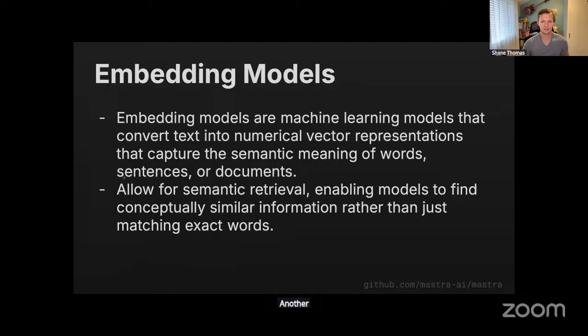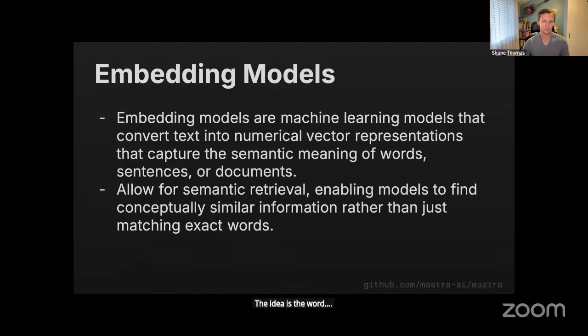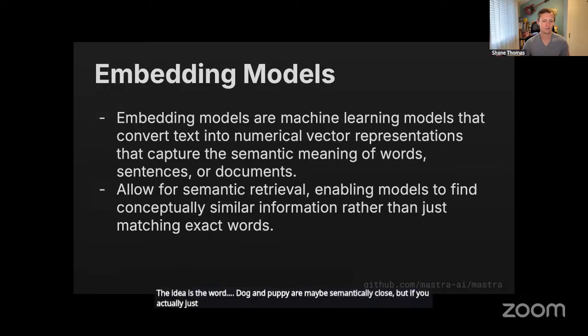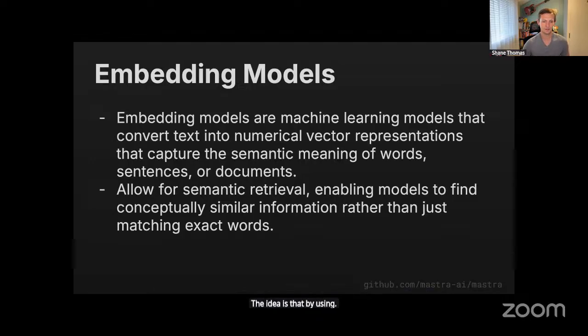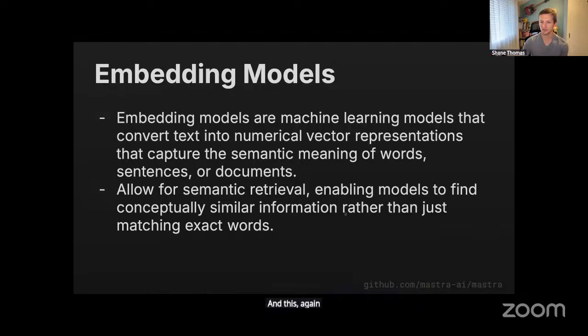Another core concept is this idea of embedding models. An embedding model is a machine learning model that converts text into numerical vector representations. The goal is to capture the semantic meaning of words. The idea is that the words dog and puppy are semantically close, but if you just did a keyword search, they're not the same thing, right? By using embedding models, those two words are actually semantically close together. If you search for puppy, you might get something that says the word dog. And this, again, allows for semantic retrieval.